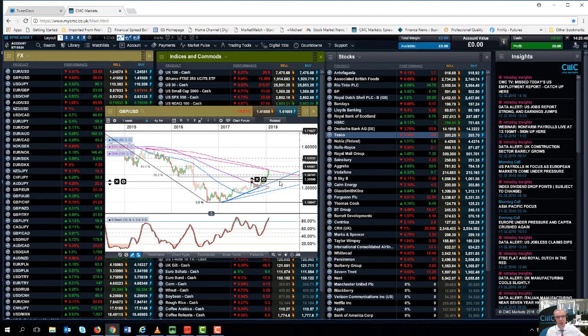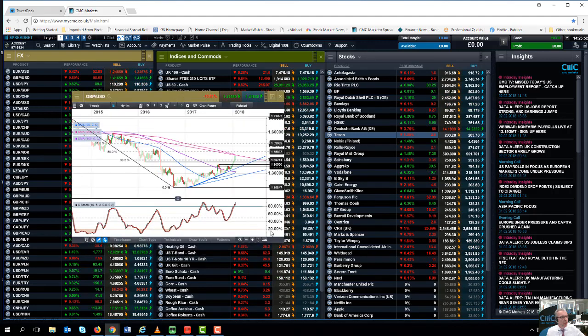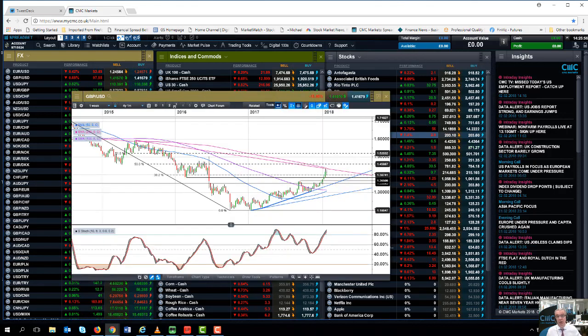The euro dollar has broken above its 200-week moving average, and I think as a result of that, what we're seeing is a little bit of a dollar rebound as well in light of a very strong wages number for January in the US economy. That came in at 2.9%, well above expectations of 2.6%.